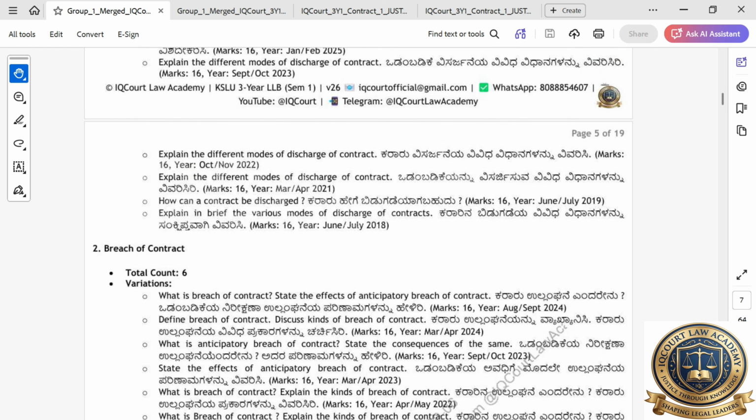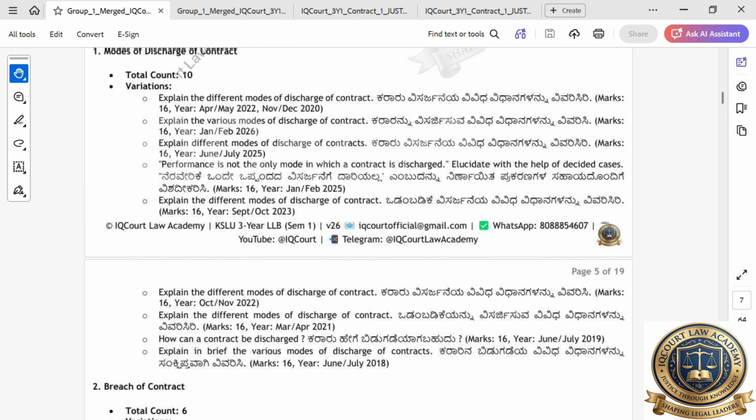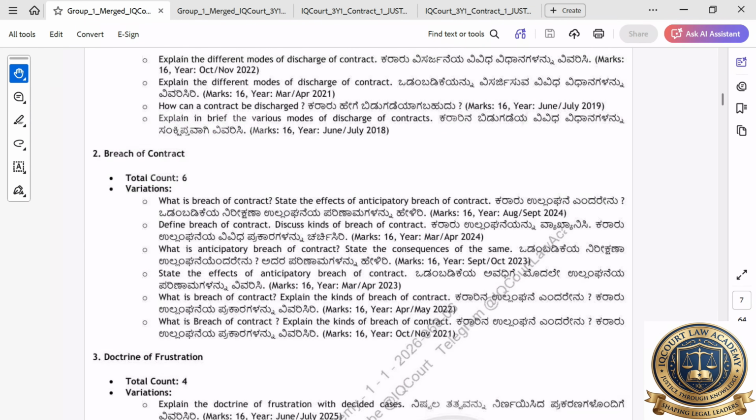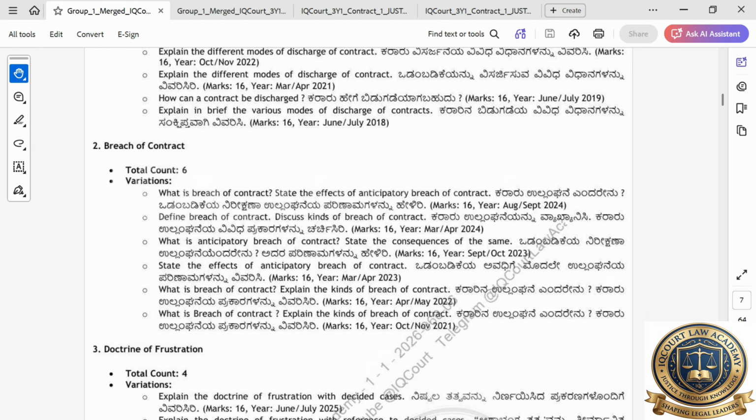Explain the different modes of discharge. So many times he asked the same question. This is third unit, very, very important. That question is very, very important. Then we'll go to second question. Breach of contract. State the effect of anticipatory breach of contract.